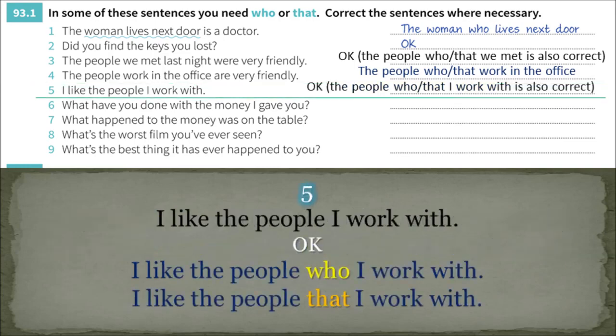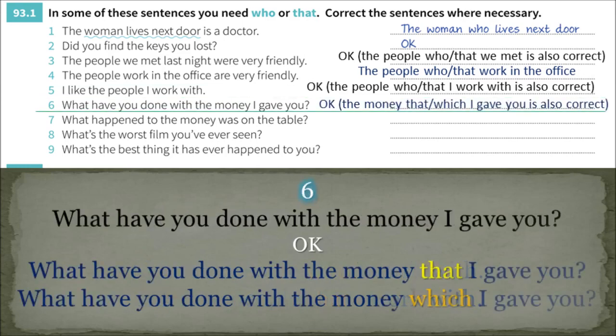I like the people I work with. I like the people who I work with. I like the people that I work with. What have you done with the money I gave you? What have you done with the money that I gave you? What have you done with the money which I gave you?